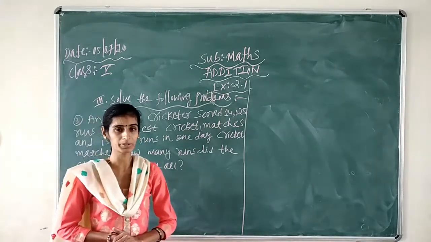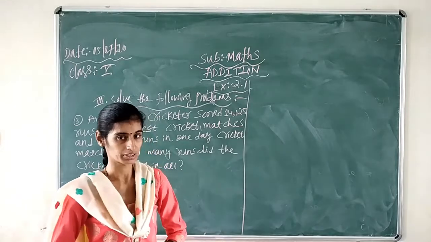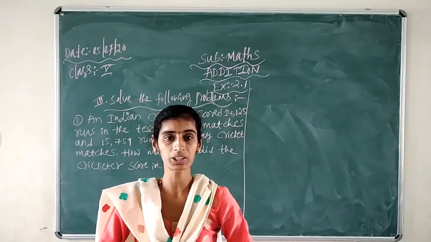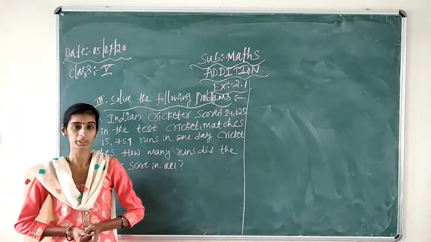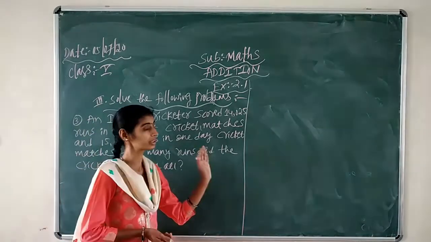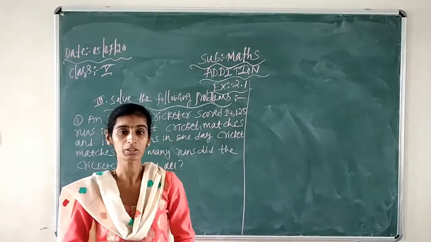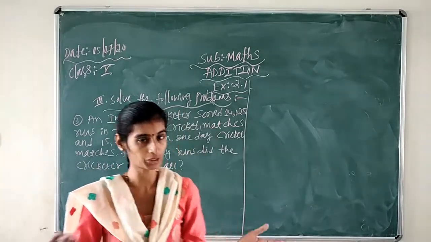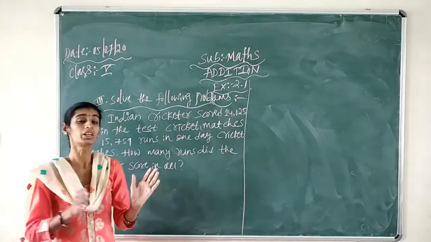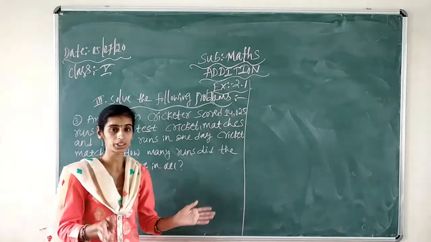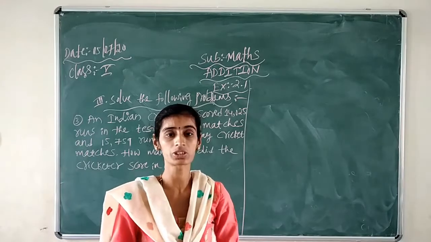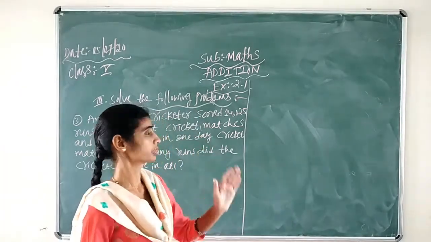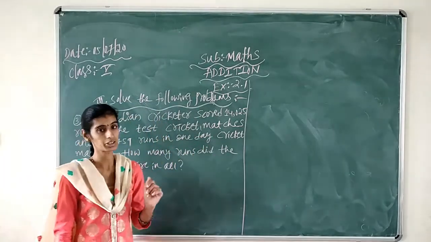So children, do you remember something about addition? What is the definition? Can you tell? Yes, it is the process of adding two or more things. It may be two numbers or more than two numbers, or two things or two objects. That process we call addition.